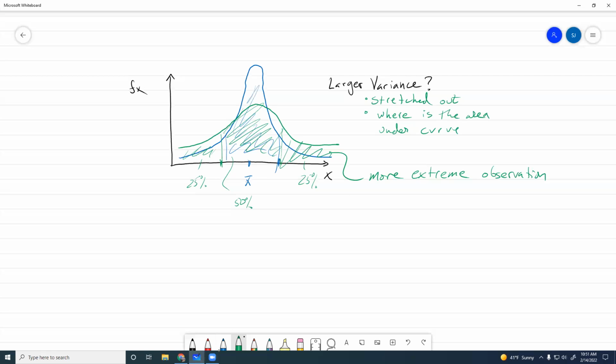So in this case, we'll call this PDF number 2, and we'll call this PDF number 1. So the variance of x2 is greater than the variance of x1. Just by looking at it spread out, you've got those thick tails, right? Great.